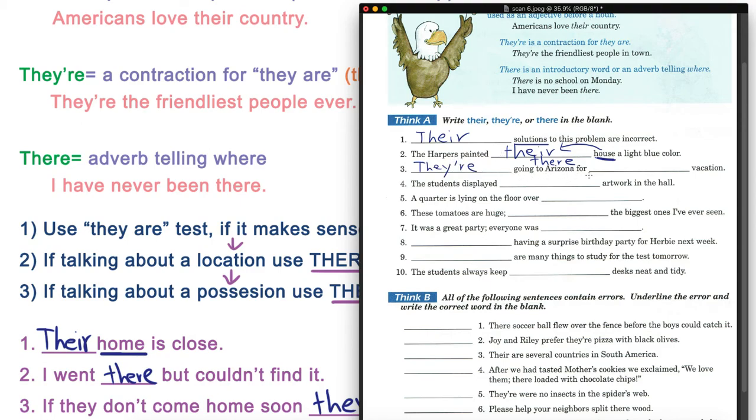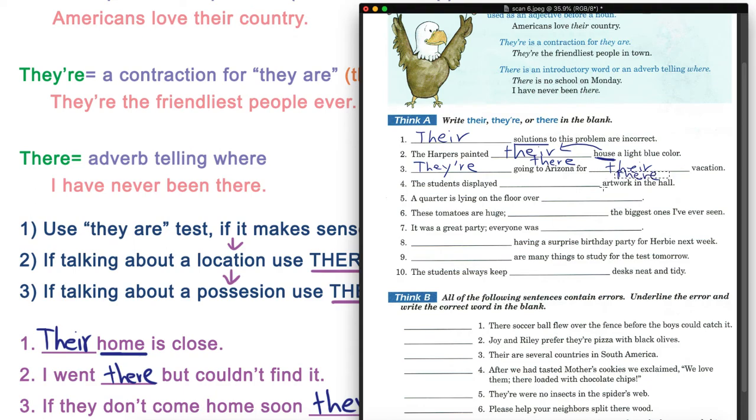They are going to Arizona for whose vacation? Their vacation, right? The possessive form of their, for their vacation. Because this their answers whose vacation it is. Whose vacation is it? It is their vacation. Okay? I wouldn't say for there vacation. That makes it sound like they're going to two different places. They're going on vacation for their vacation. Okay?